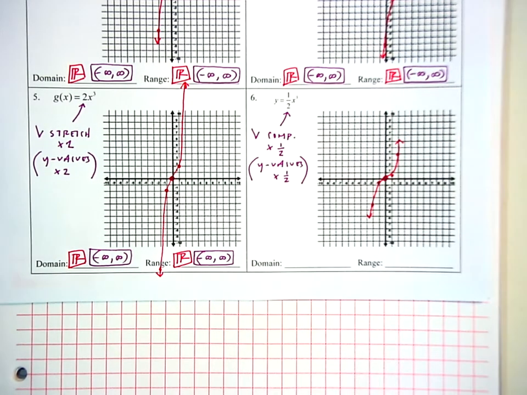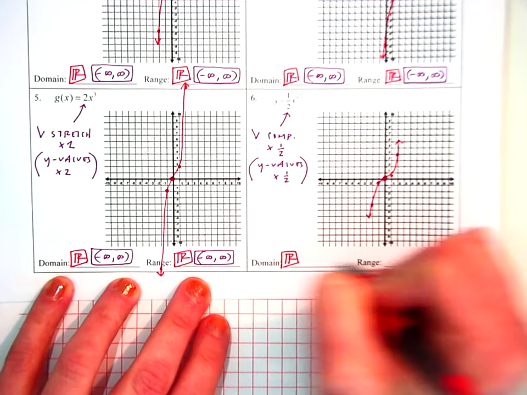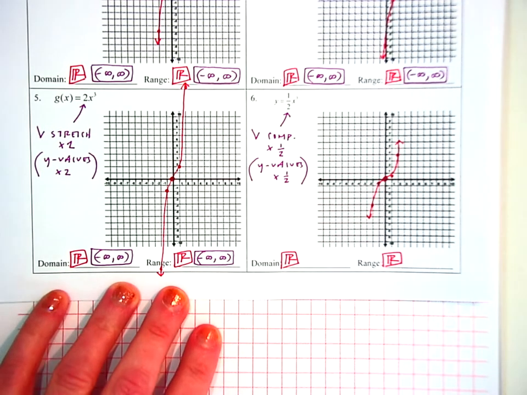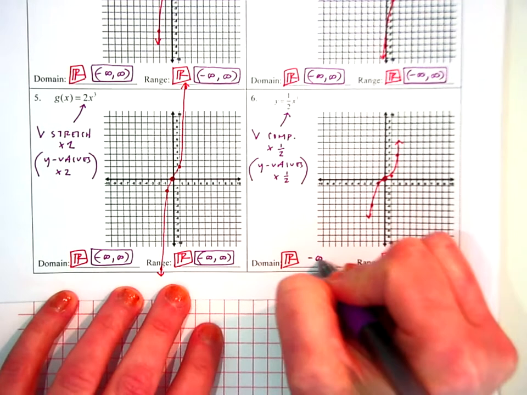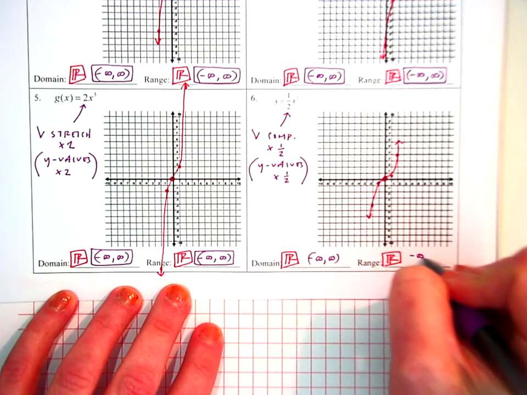So again, keeps growing left to right, bottom up. So the domain is all real numbers, and so is the range. So negative to positive infinity for both.